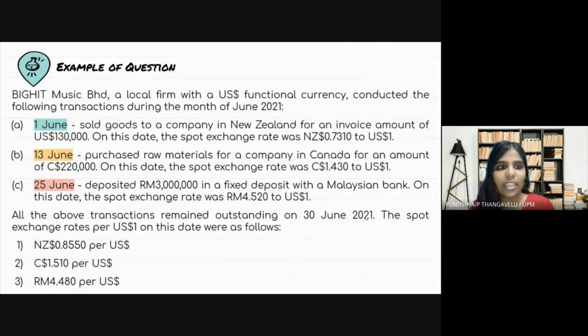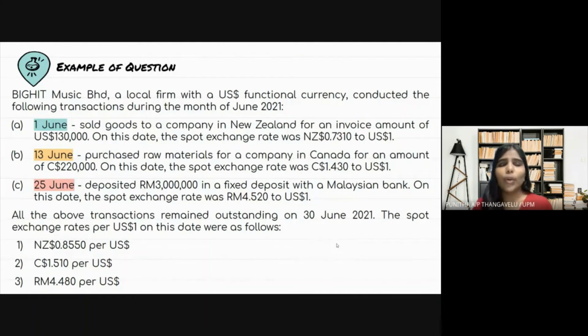And the third transaction is on 25th of June. Big Eat Music Berhad deposited 3 million in a fixed deposit with a Malaysian bank. On this date, the spot exchange rate was 4.52 ringgit to 1 US dollar. All the above transactions remain outstanding on 30th June 2021. The spot exchange rates per 1 US dollar on this date were as follows.